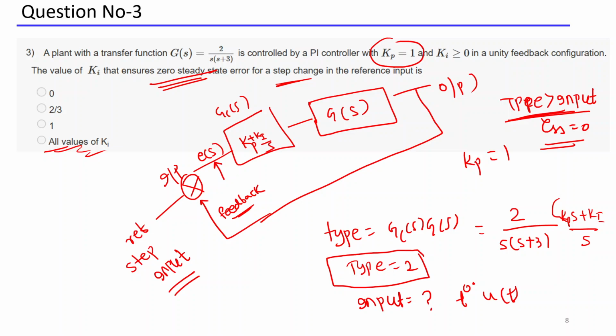How you approach the question is a little bit tricky. You shouldn't waste your time finding out whether Kp, Ki depends on some value. Some people will try a hit and trial method. They will take the Ki value as the first option 0, then they will take 2 by 3, then 1, and find out the steady state error. Just observe how much time it will take if you do all these methods in the examination. So there's a different approach to solve these questions.